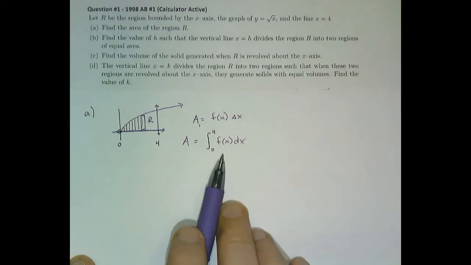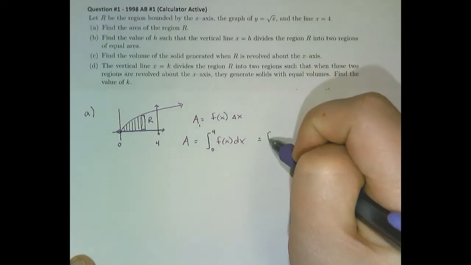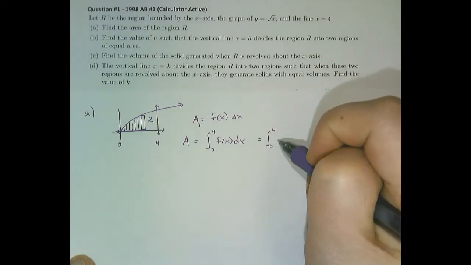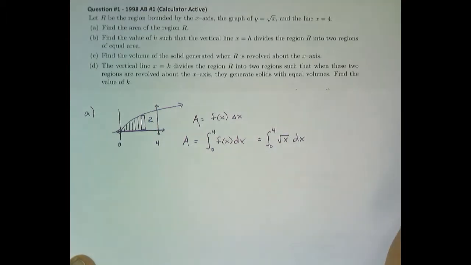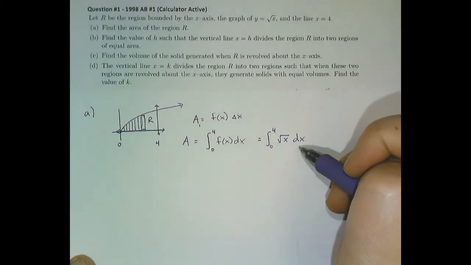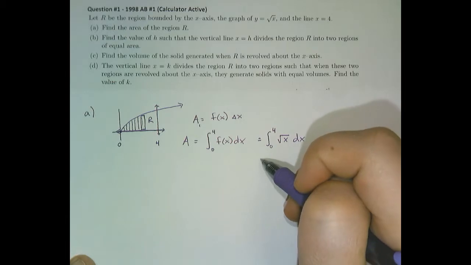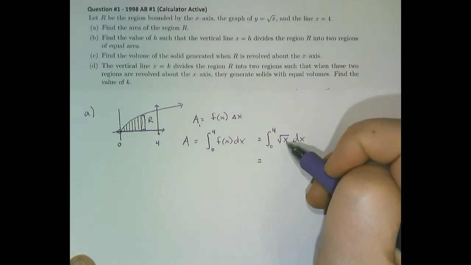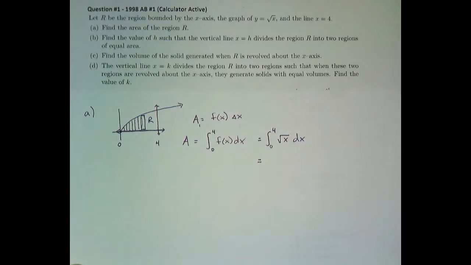Now, our f of x, we know, is the square root of x. So this is asking us to evaluate the definite integral of root x dx. This is a calculator active question, so doing this by hand opens up an opportunity for mistakes. So it's best on the AP test just to turn to a graphing calculator and evaluate this expression.